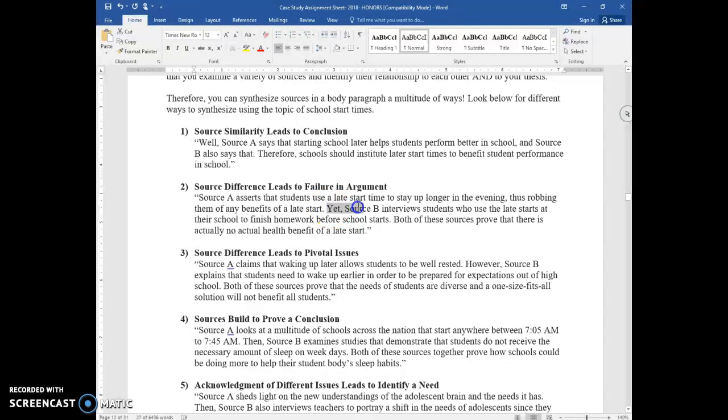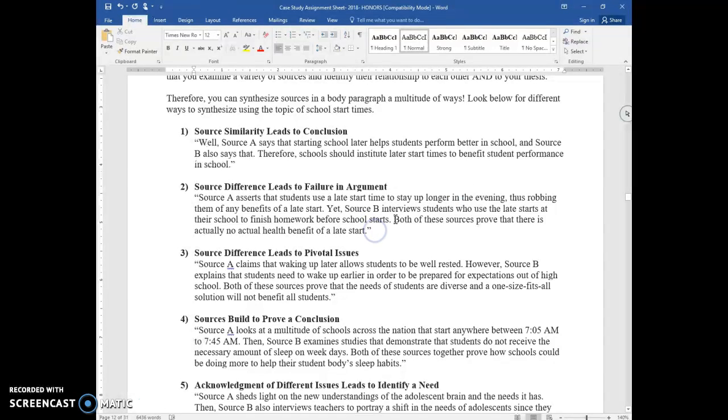However, source B explains that students who use late starts, source B interviews students who use the late start to finish their homework in the morning. So they're waking up the exact same time to finish their homework. So they're not actually getting any benefit of the late start. So here, there's no benefit.